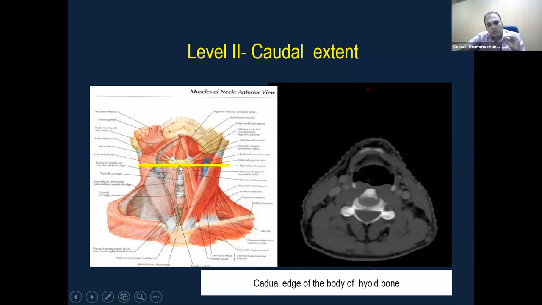I have already told you that the caudal edge of the hyoid bone corresponds to the caudal edge of 1A, 1B, and level 2, all the caudal edge. And this also forms the cranial limit of the level 6. The level 6 is continuing as the anterior groove. The cranial limit is the caudal edge of the hyoid bone. It extends from the caudal edge of the hyoid bone to the sternum. I'm saying this because we may not be able to discuss the anterior groove today.